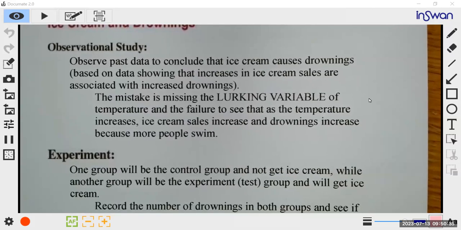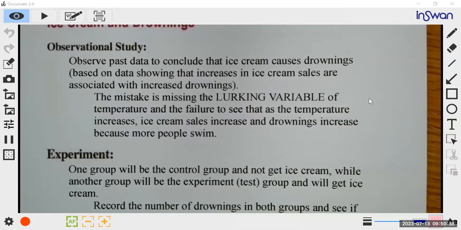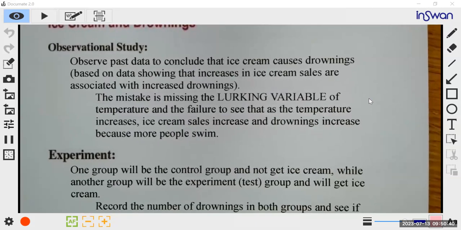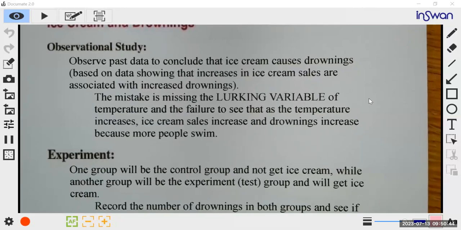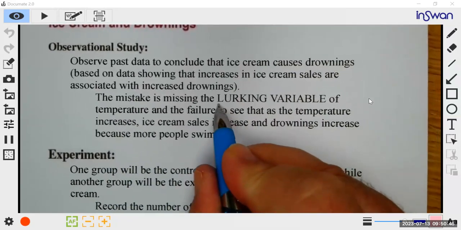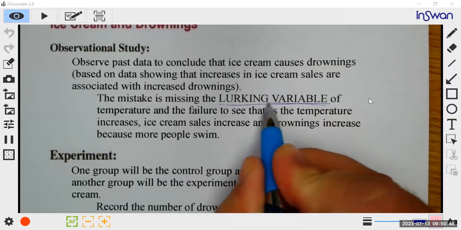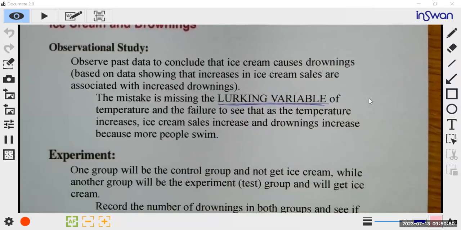Is that a logical statement? No. This is that people want to go swimming no matter what, whether they eat ice cream or not. So the mistake is what's called a lurking variable. A lurking variable is this.